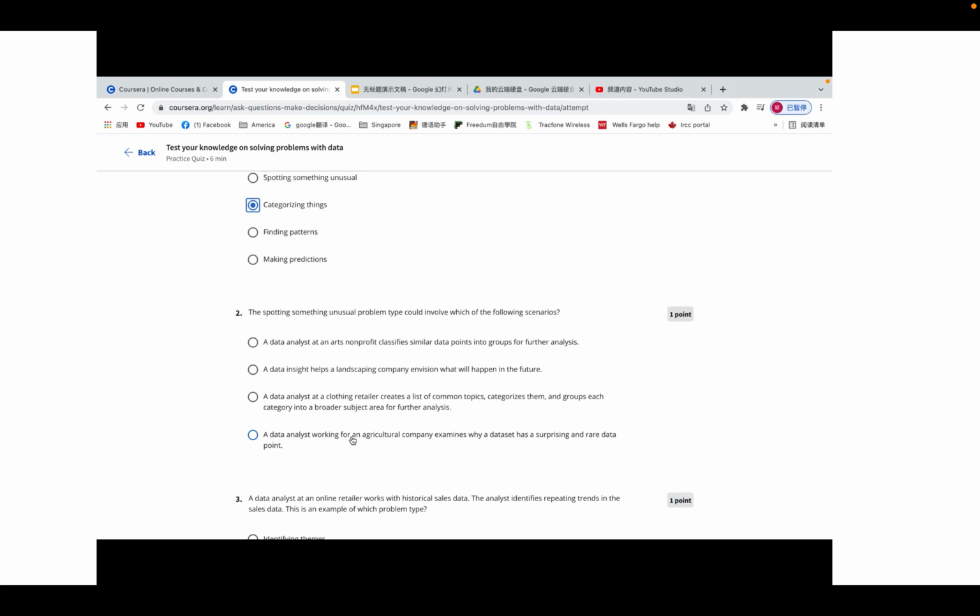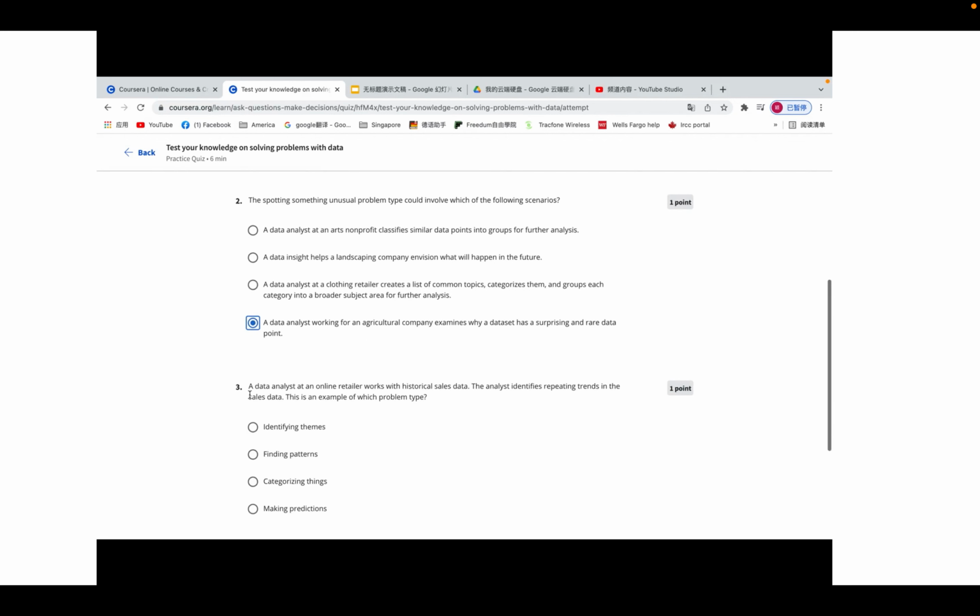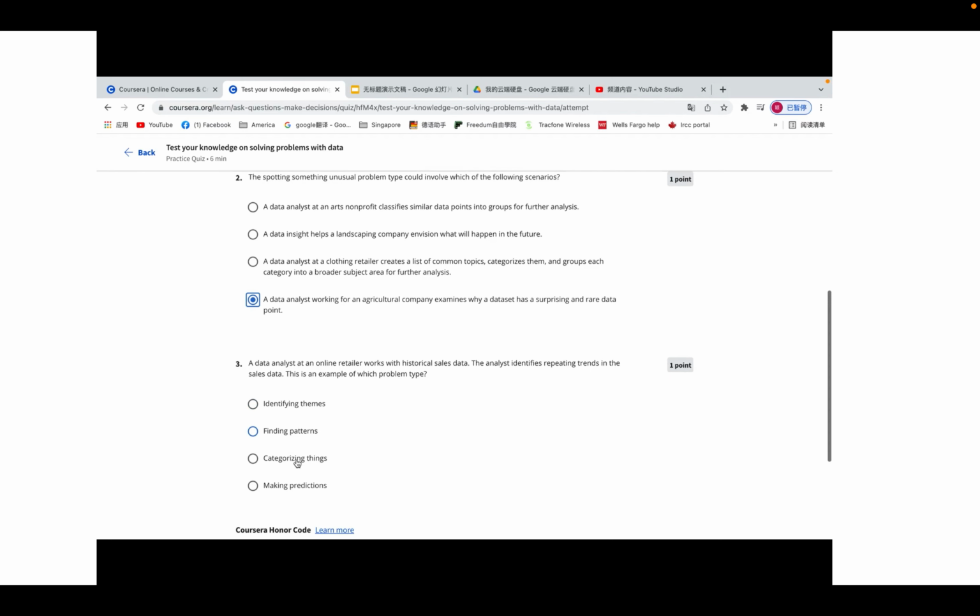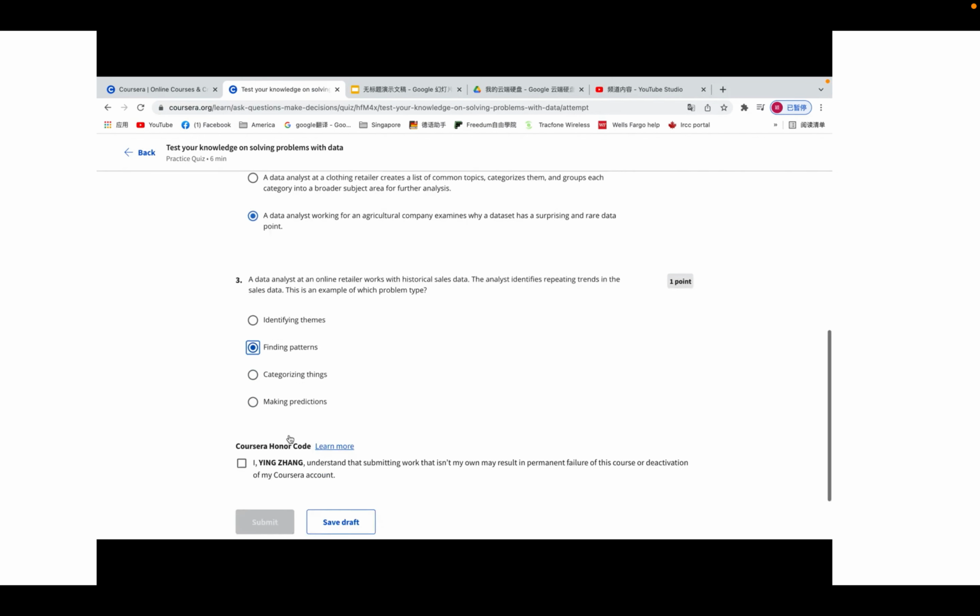A data analyst working for an agricultural company examines why a data set has a surprising and rare data point. Yeah, unusual problem. Number three, a data analyst at an online retailer works with historical sales data. The analyst identifies repeating trends in the sales data. Which problem type? Finding patterns. Alright.